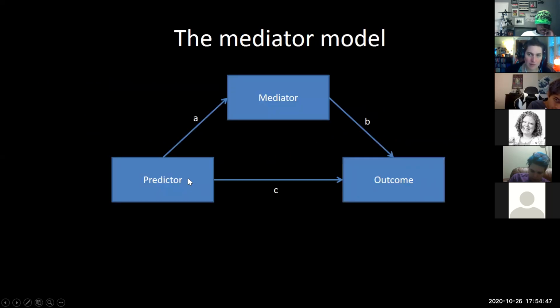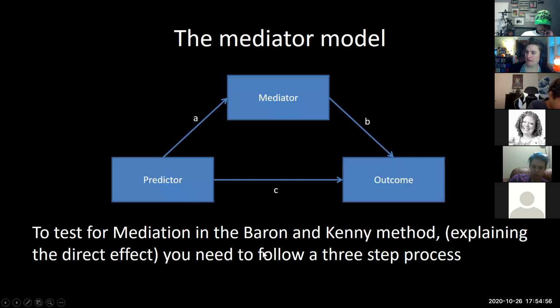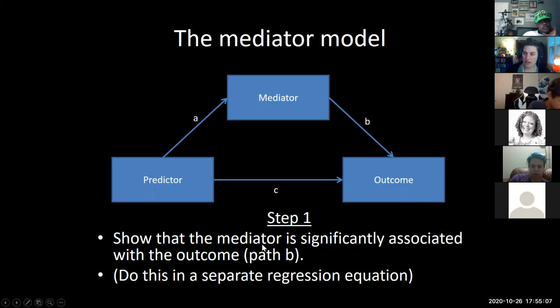This is the basic setup of a mediator model. You have a predictor, you have a mediator, and you have an outcome. The test for mediation in the Barron and Kenny method is conceptually pretty straightforward. You follow a three-step process. In step 1, you show that the mediator is predictive of the outcome by running a regression with the mediator predicting the outcome.